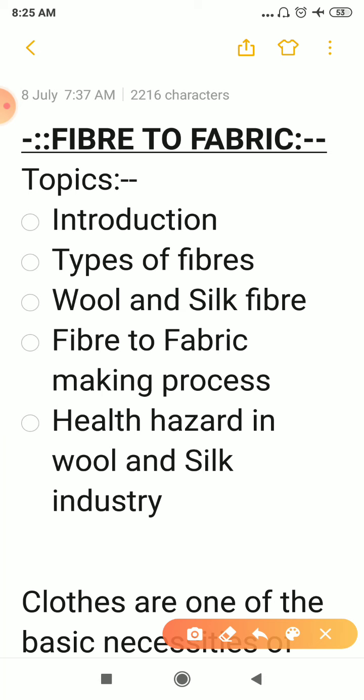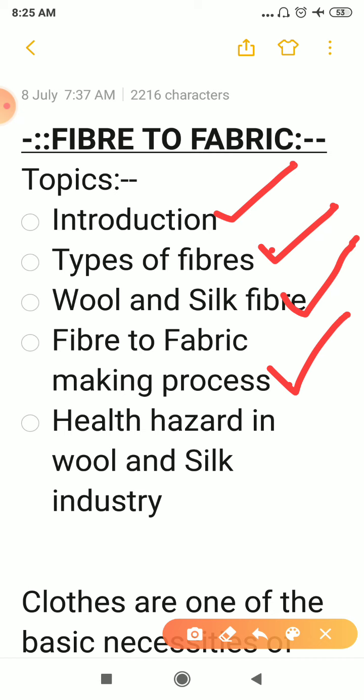In this chapter, these are the topics which we are going to cover: Introduction of Fibre to Fabrics, types of fibers, wool and silk fiber, fibre to fabric making process, the health hazard in wool and silk industry.